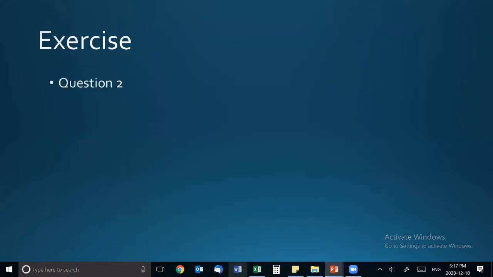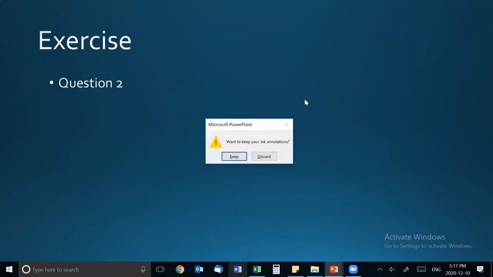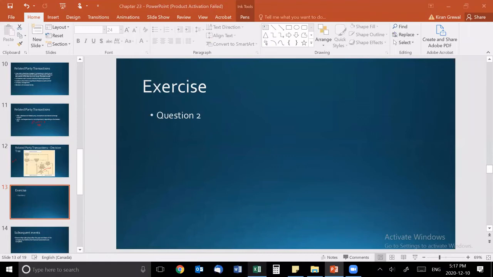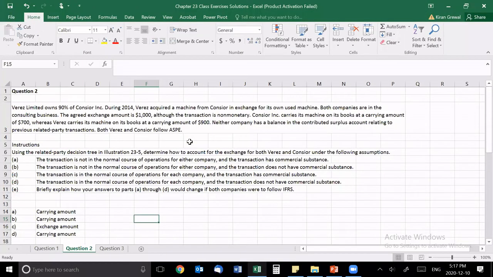All right, so let's try a question about that. So if we go to question 2 on our Excel, so go into question 2. So we have 2 companies here. Verez Limited owns 90% of Consour Inc. During 2014, Verez acquired machinery from Consour in exchange for its own used machine. Okay, so they're basically exchanging machinery. Both companies are in the consulting business. Okay, so if the companies are in the consulting business, they're not in the business of selling machines, so it does not look like it's in the normal course of operations.